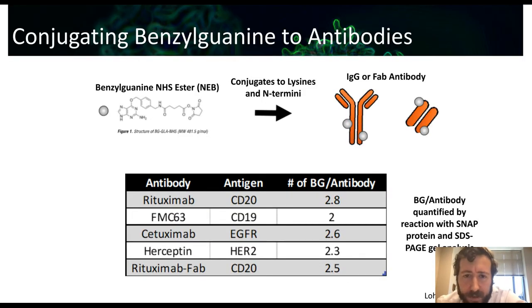And so what we do in the lab is we conjugate the benzylguanine tag to the antibody, and we've done this to several different anti-tumor antibodies targeting a variety of antigens, and these are all different clinically approved antibodies that are currently in use. And you can see we're targeting antigens like CD19 and CD20, which are found on blood cancers, as well as EGFR and HER2, which are found on solid tumors. Again, hoping to find that this will be a universal programmable therapy.